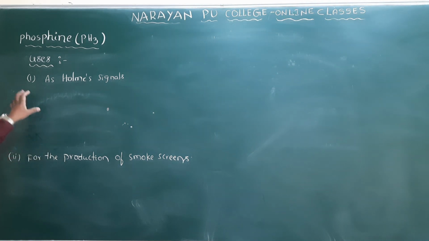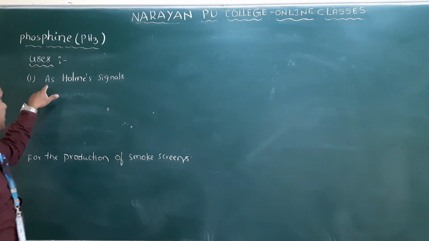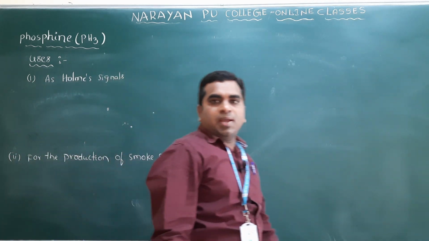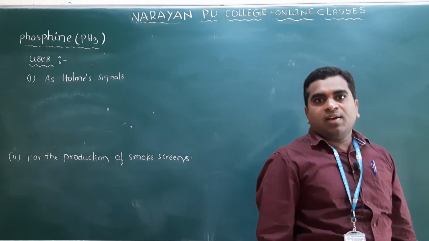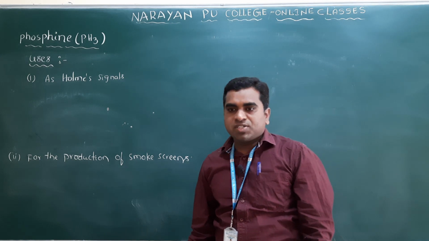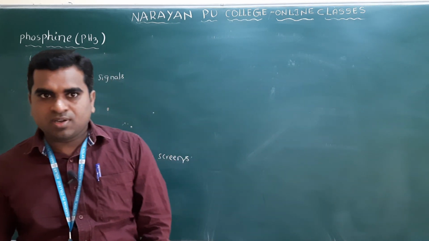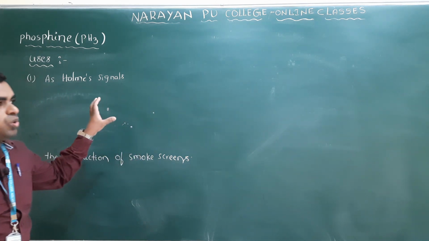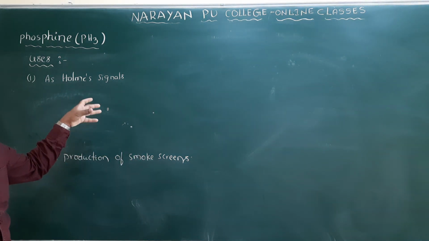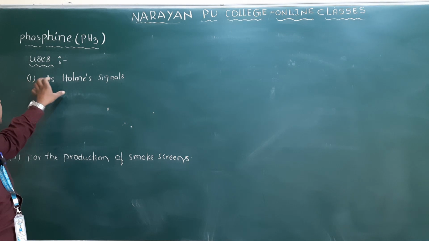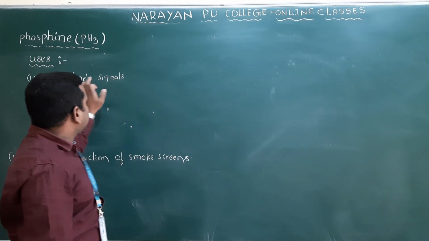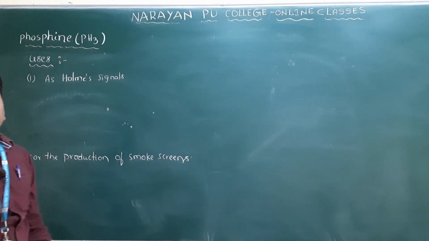Clear? So the main use of phosphine is as Holmes signals, in deep sea or oceans, for signaling the danger points to the steamers. Clear? So any danger points that are there in the oceans are signaled to the steamers, and phosphine is used as Holmes signals. Clear? So how will it work?